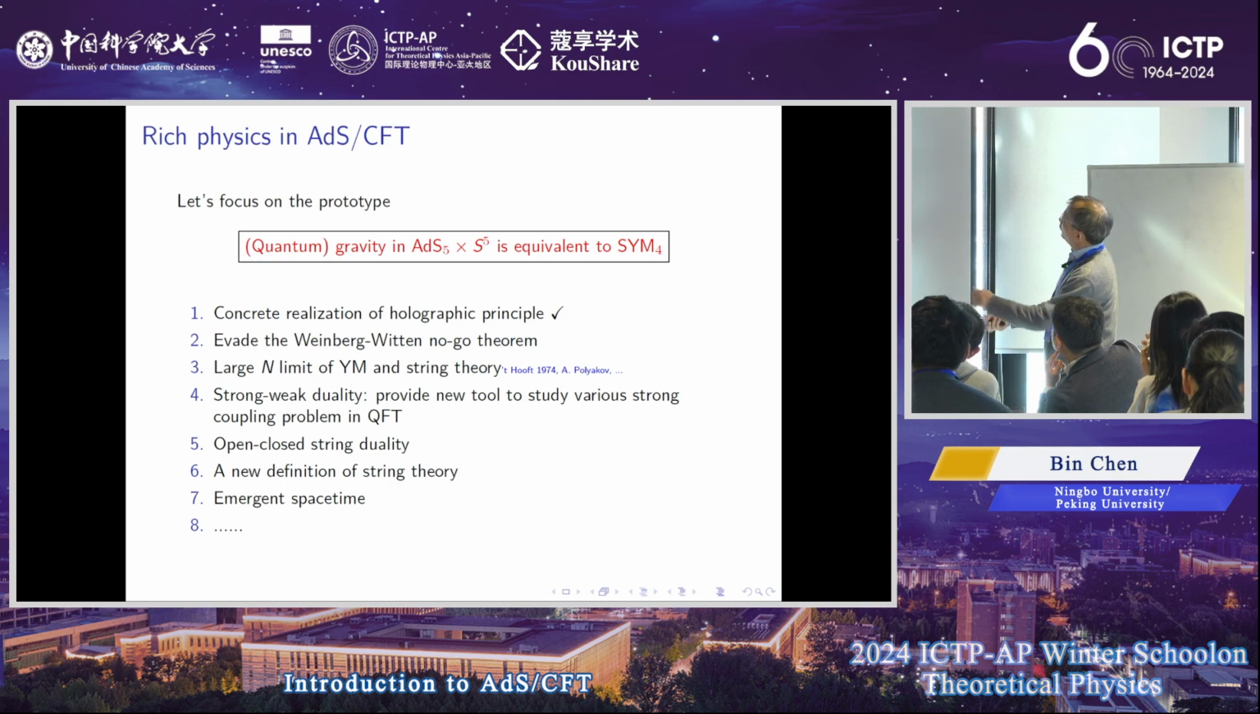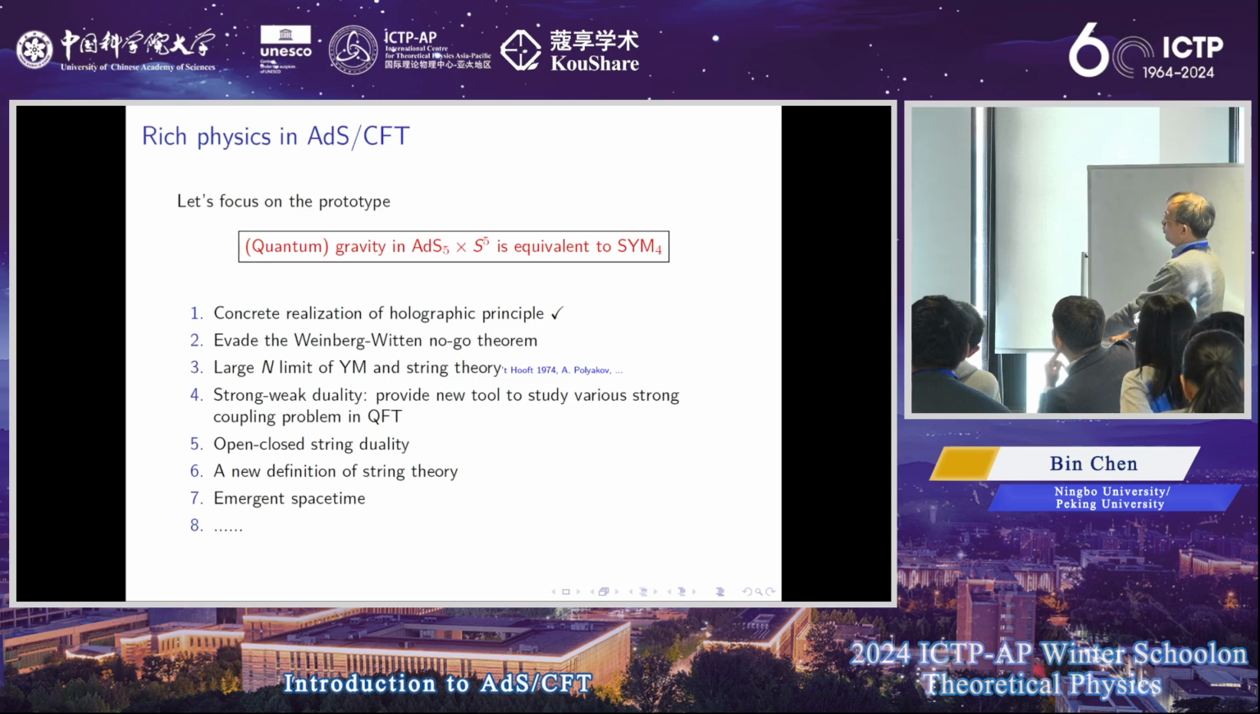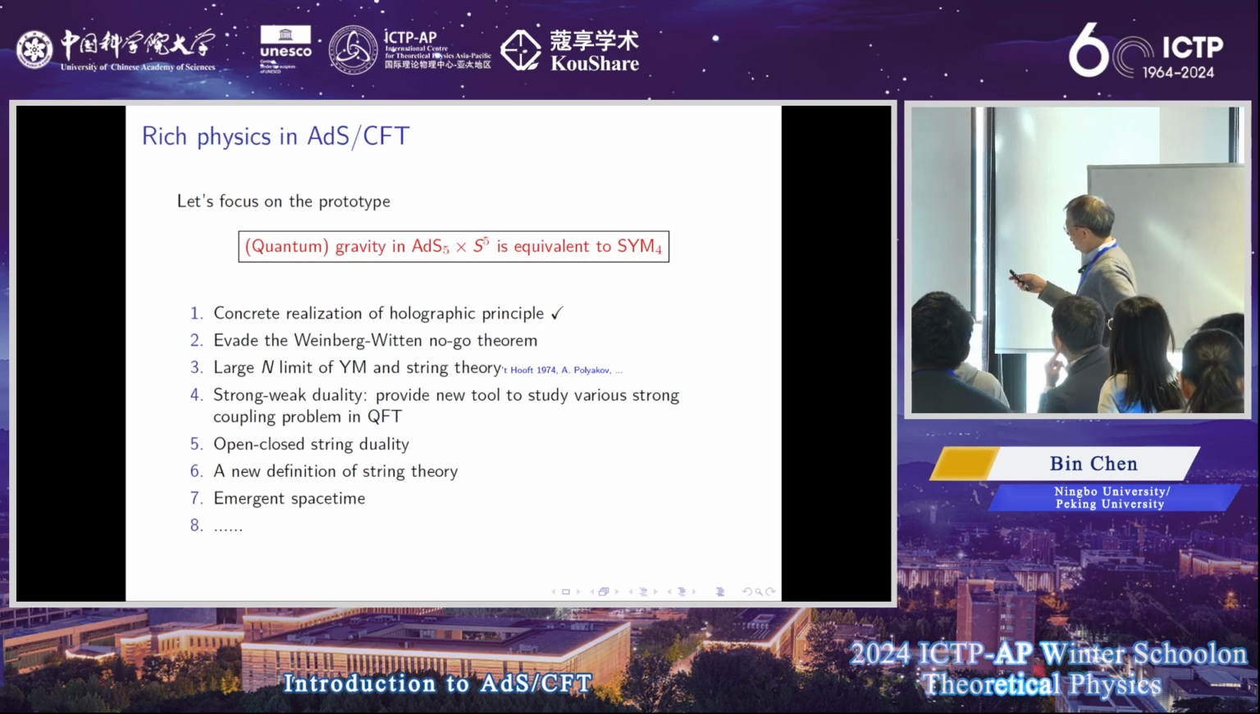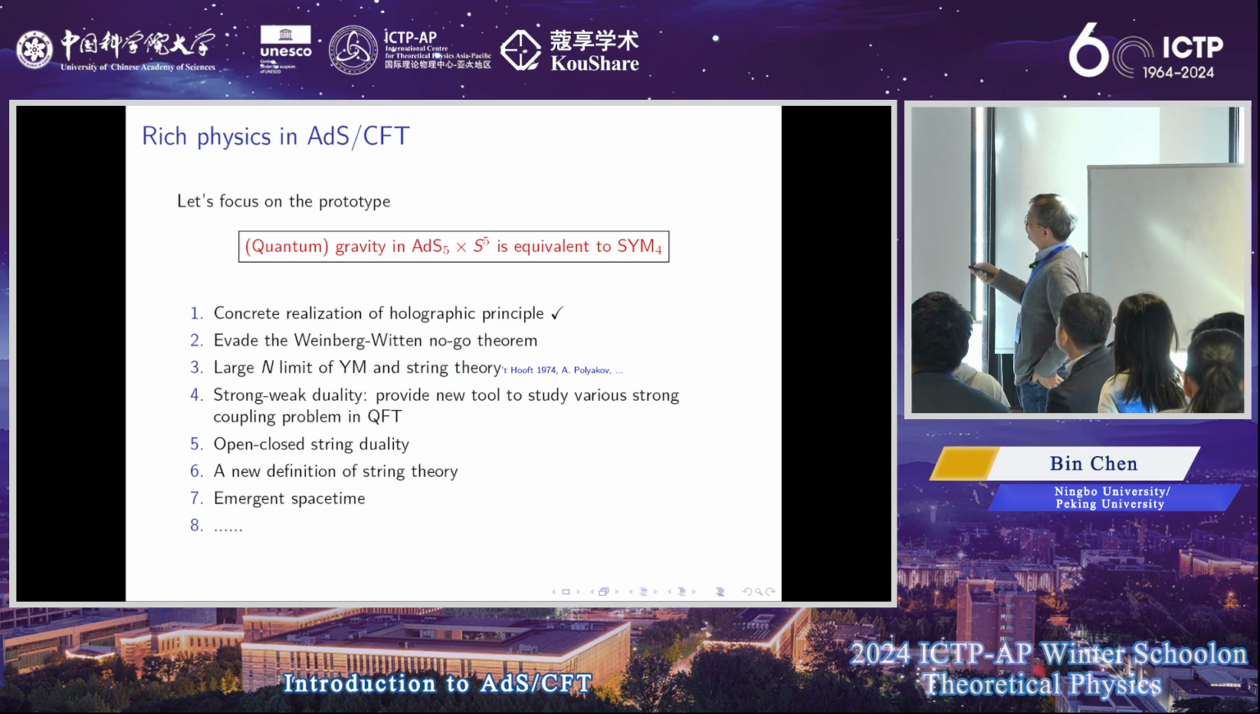And in the remaining part of my talk, I will focus on the prototype of AdS/CFT correspondence. That's the original one. This is quantum gravity in AdS5 times S5 equivalent to super Yang-Mills in 4 dimensions. And this model has very rich physics. I just list quite a few. The first one is a concrete realization of the holographic principle. I emphasized this at the beginning of my talk.